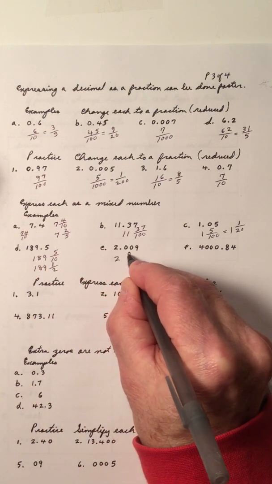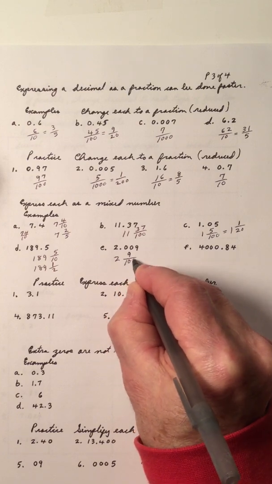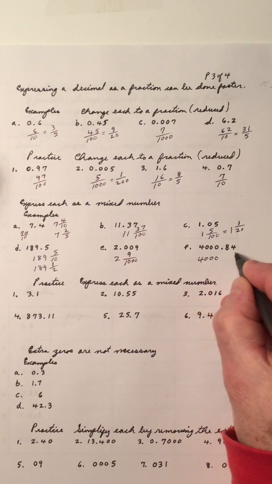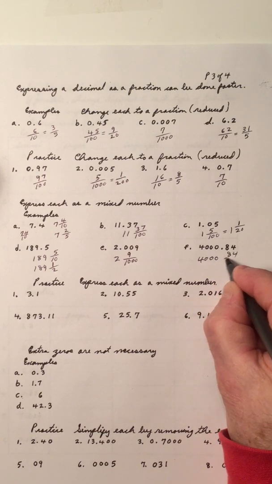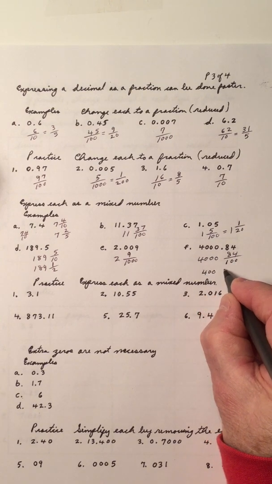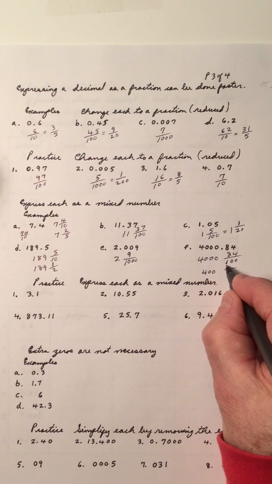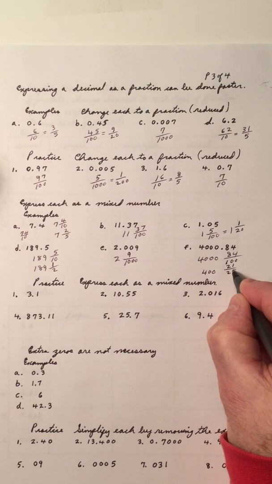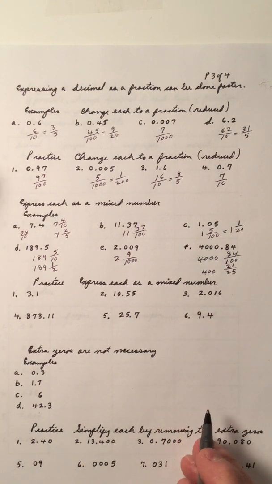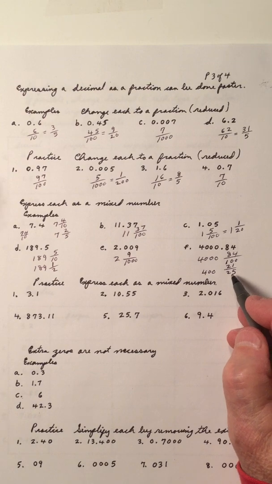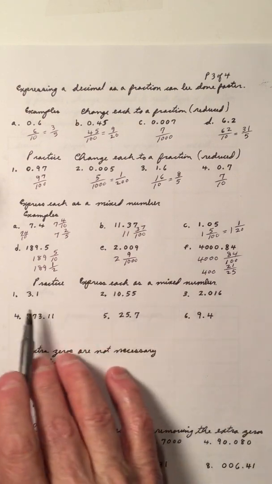2 and 9 over 1,000, because the 9 is in the thousandths place. 4,000 and 84 over 100, because the 4 is in the hundreds place. So that's 4,000, and 4 into 84 goes 21. 4 into 100 goes 25. So 421 over 25. Let's try these on your own.